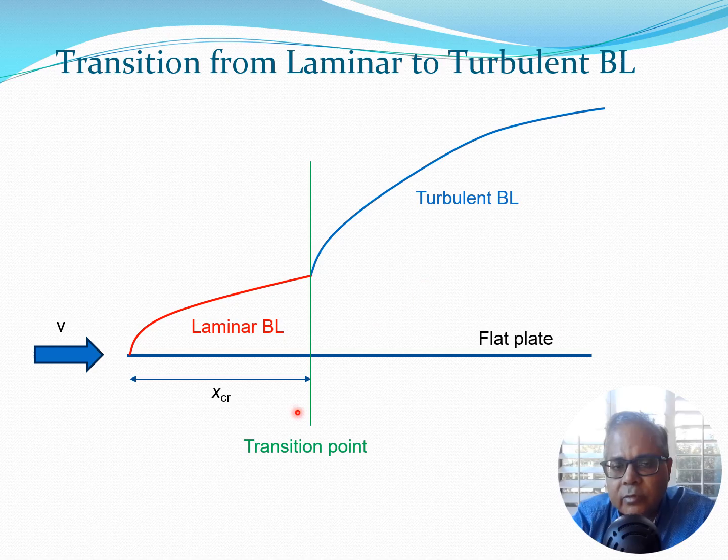So this particular location point is very important, and where it happens is known as the transition point, and we define it as X critical. So X subscript CR is that particular location on the flat plate where the transition from laminar boundary layer to turbulent boundary layer takes place.